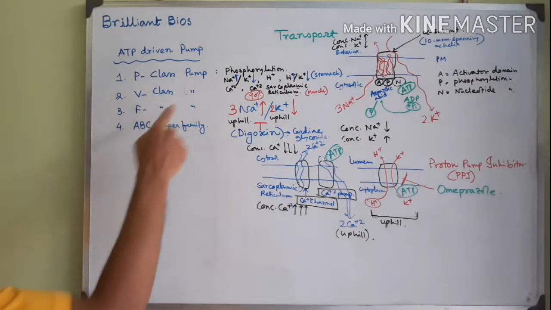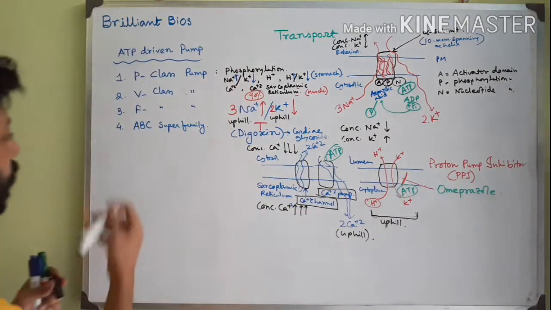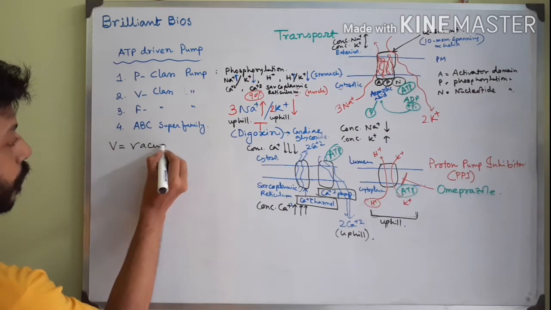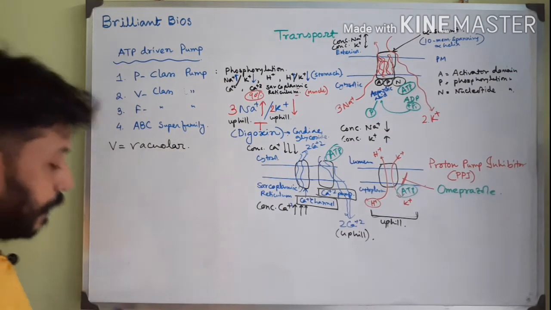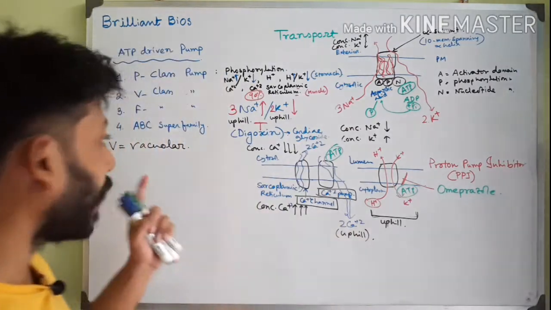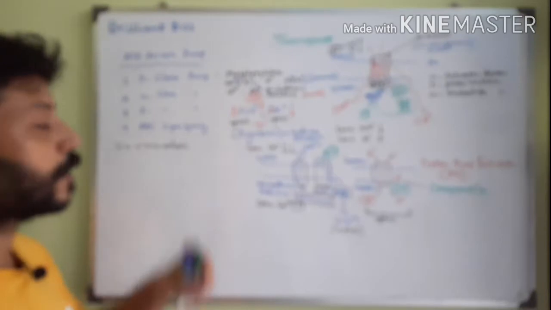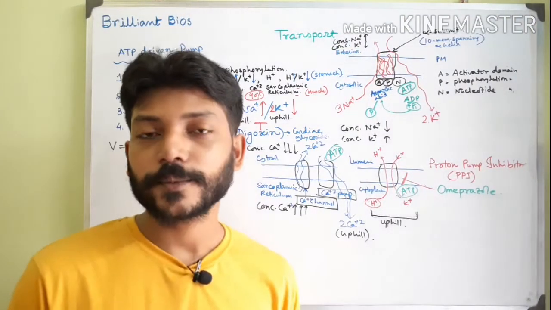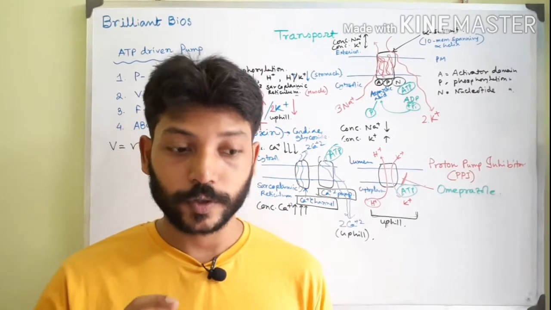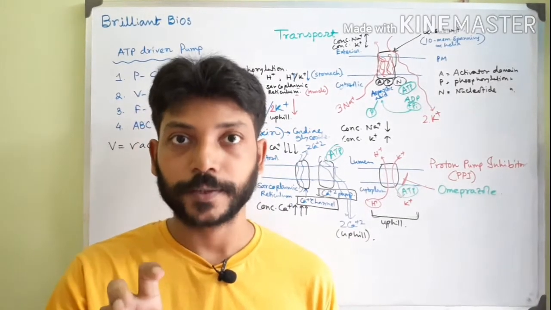I will come to the V class pump. The V means vacuolar. Vacuolar in the plant, and in animals the lysosome has this V class pump. Now this V class pump actually looks like a giant machine. It looks like a motor or turbine-like structure. It actually rotates clockwise.